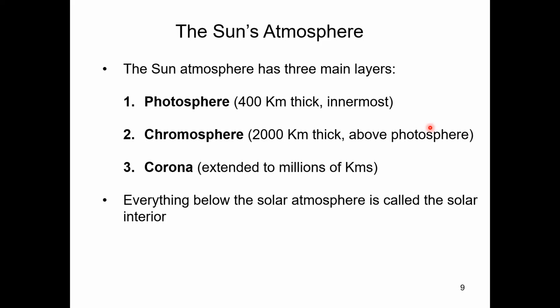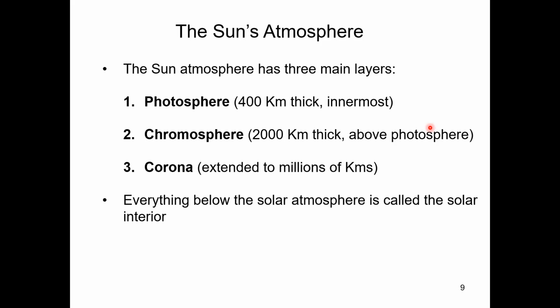So just above the surface is the photosphere, and it's about 400 kilometers thick. That's the innermost part of the atmosphere. So basically, it is what we see, the photosphere, as yellowish, and we don't see anything below that because it is an opaque area. You can't see through it.